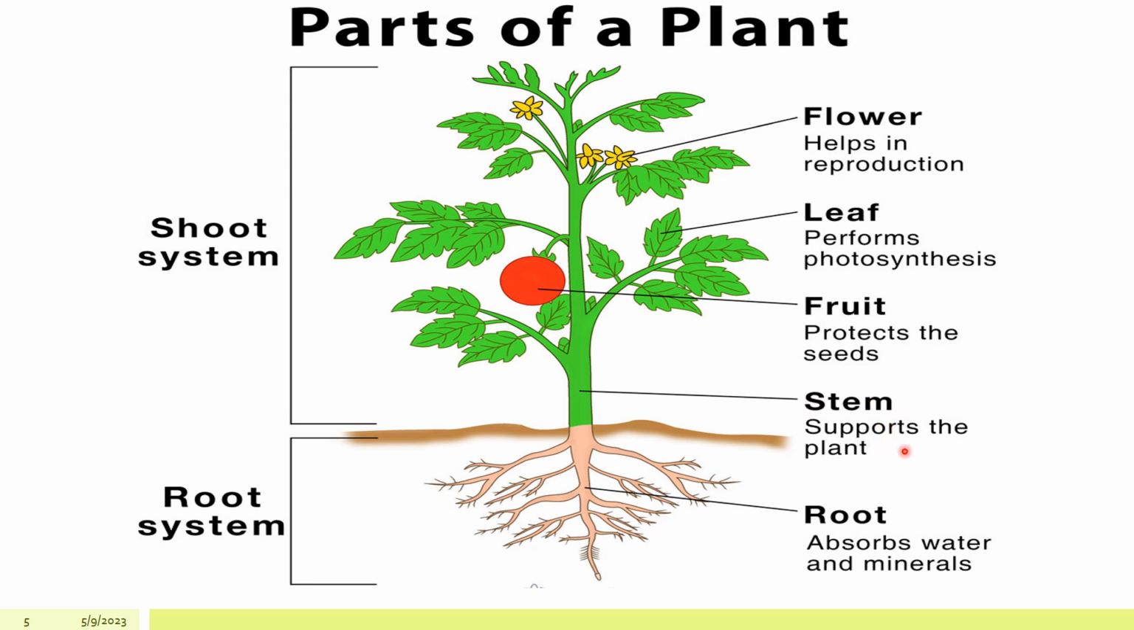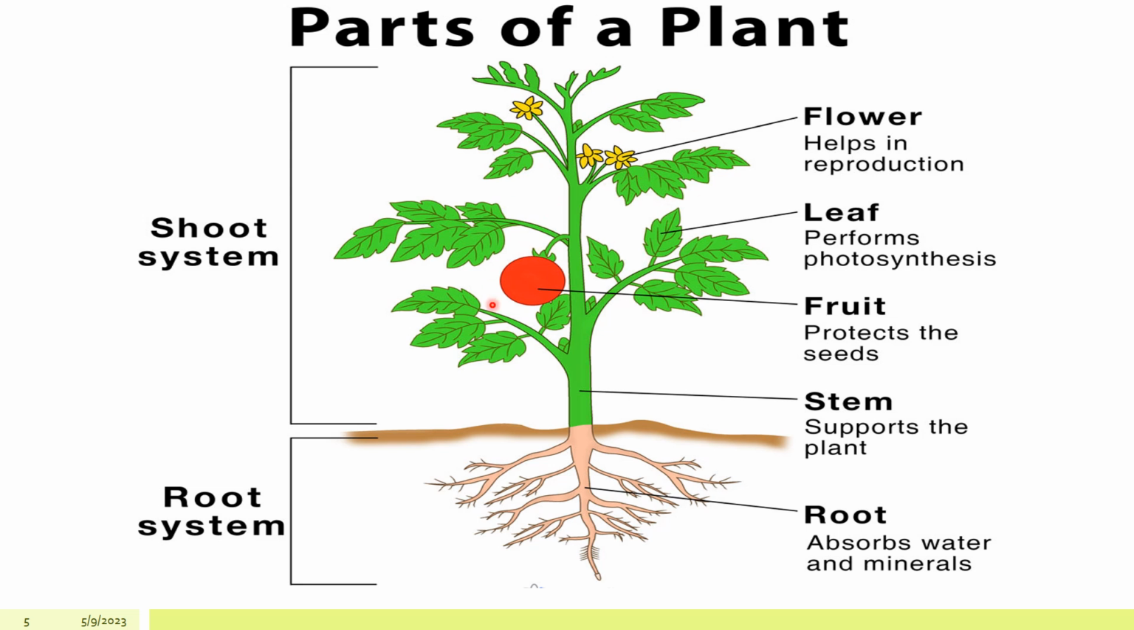Then the very next part is a stem. Stem supports the plant, and all the other parts of the plant are borne by the stem. Stem bears all the other parts of the plant, right? Next we have the fruit. You can see a red colored fruit is shown to you here. It is just an imaginary plant, there is no name for this plant.